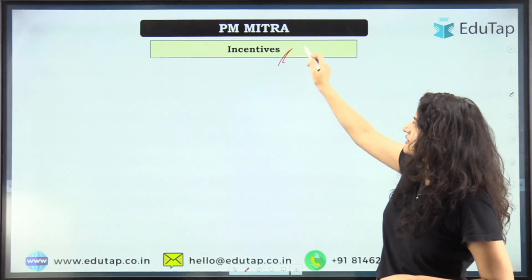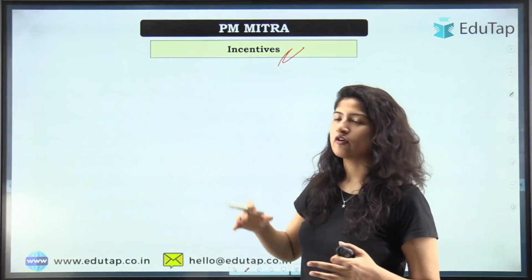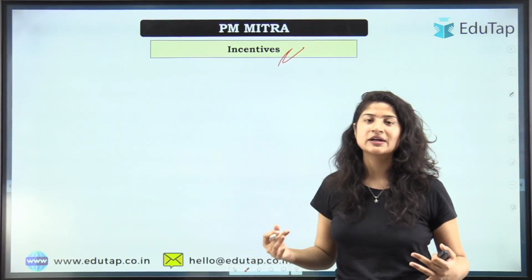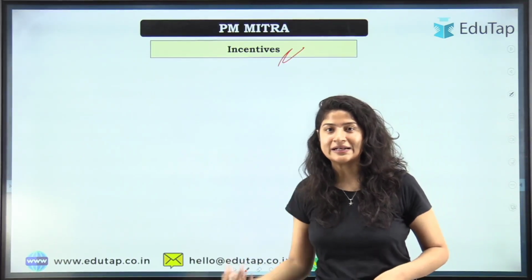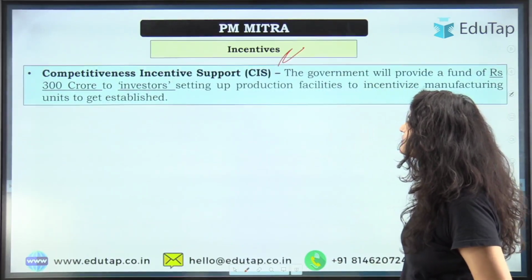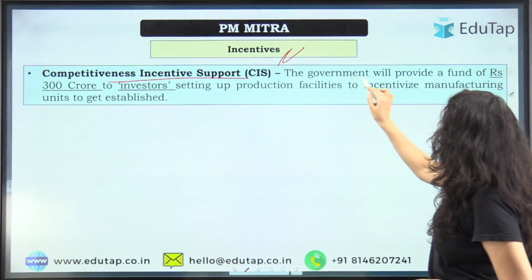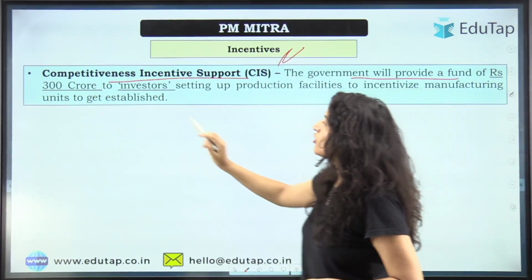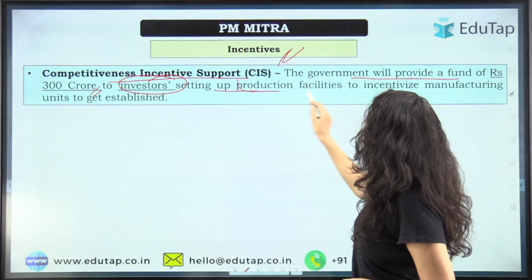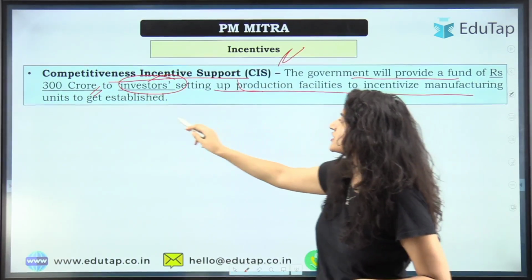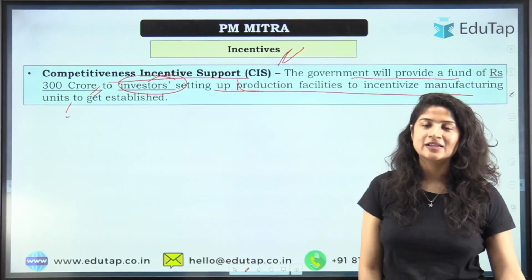Now talking about incentives, okay. So this was about establishment, how the government is trying to integrate all the sectors, but why would any company want to establish in that particular area? So there are some incentives that will be given for that as well. First of all is the competitiveness incentive support. Under this, the government will provide a fund of how much? Rupees 300 crore for investors setting up production facilities, to incentivize manufacturing units. So 300 crore will be for the manufacturing units' incentive.